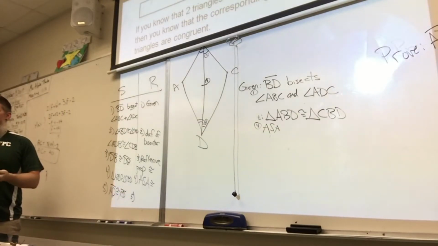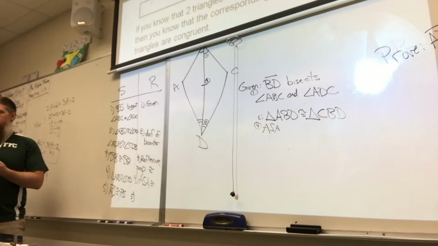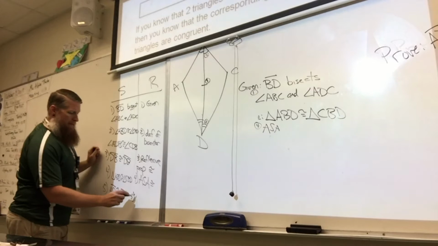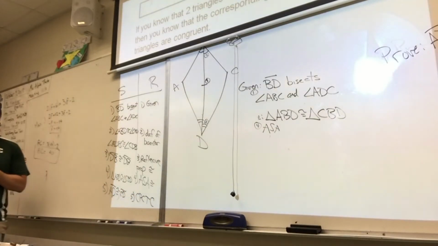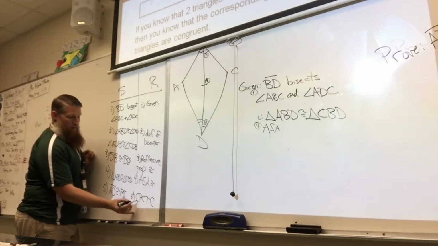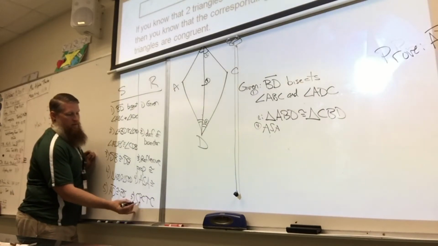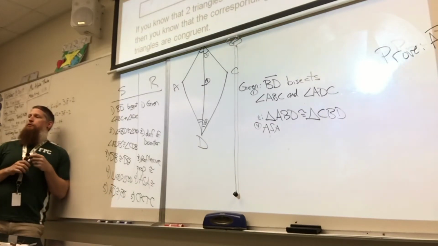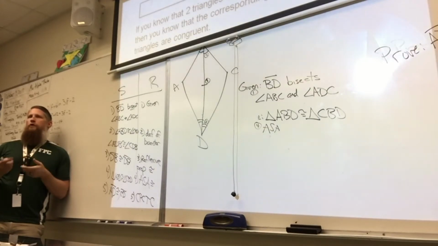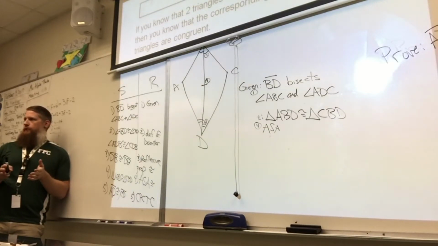The reason for that is you either need to write out in words the corresponding parts are congruent, or what you might see on a lot of these tests is that abbreviation right there, the CPCTC, which stands for corresponding parts of congruent triangles are congruent. If you're writing this out by hand, you can either write that abbreviation out, or you can just say the corresponding parts are congruent.